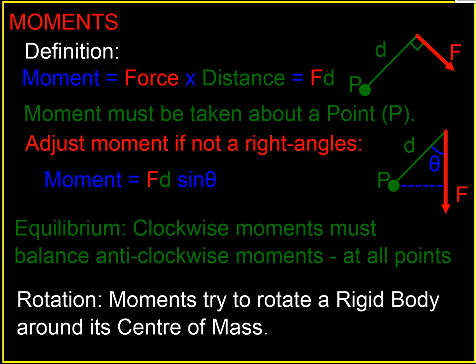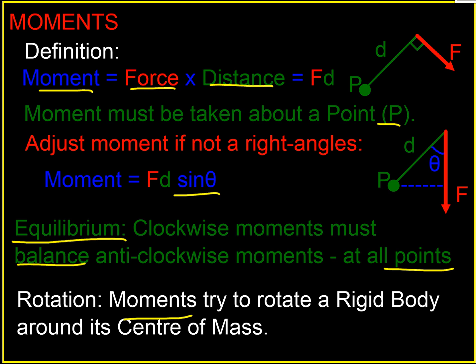Quick summary then. A moment is a force times distance. It's got to be taken about a point, and if the force and the lever arm are not at right angles, then we need to adjust by adding the sine theta into the calculation. If a body's in equilibrium, then the clockwise moments and the anti-clockwise moments have got to balance, and that's got to happen at all points. So we can take moments at any point and they'll be in balance. And finally, if the moments are not in balance on a rigid body, the moment is going to try and make the body rotate about its centre of mass.